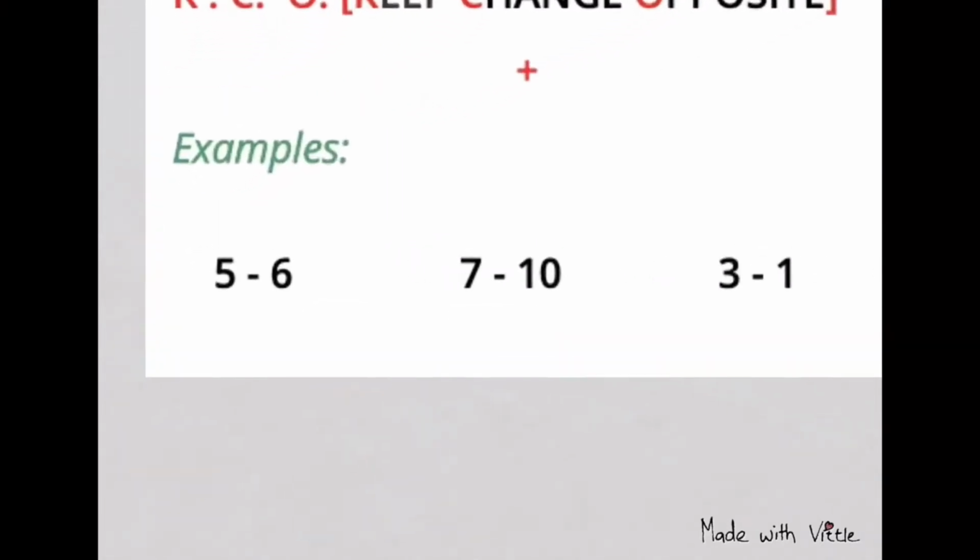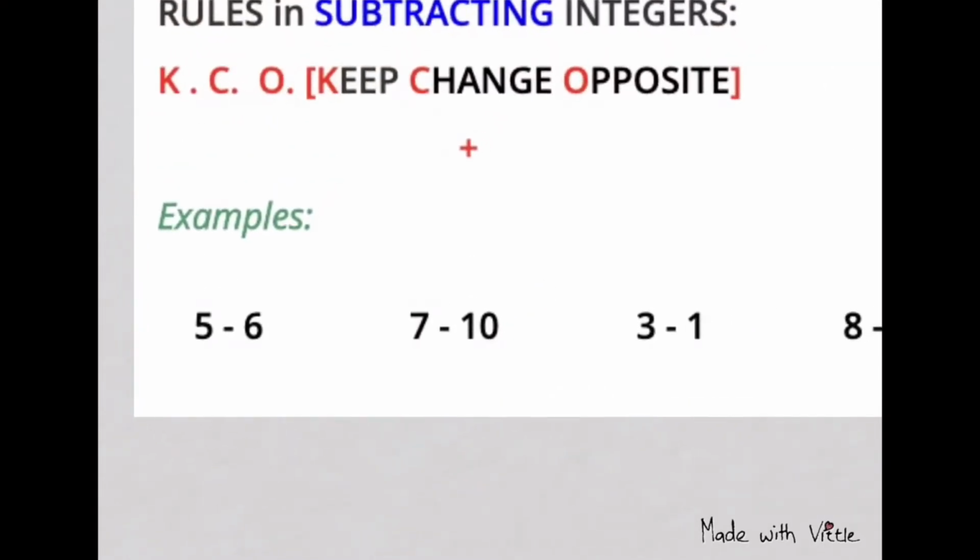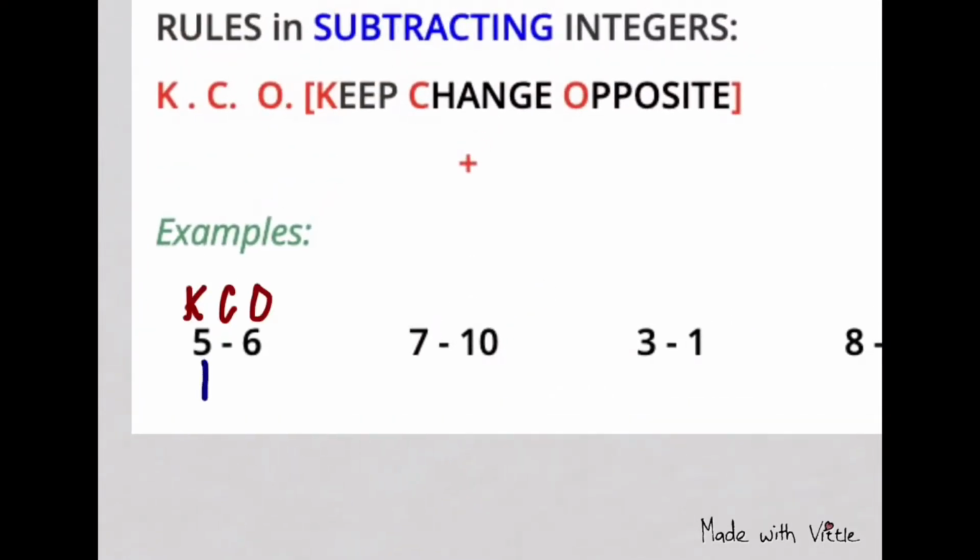Let's look at the first example. So we keep the first integer the way it is. It's still positive 5. The subtraction symbol will become addition symbol. Now look at the next number. It's a positive 6. So we're going to turn it into a negative 6. Now we're back to adding integers. Now follow the rules in adding integers.